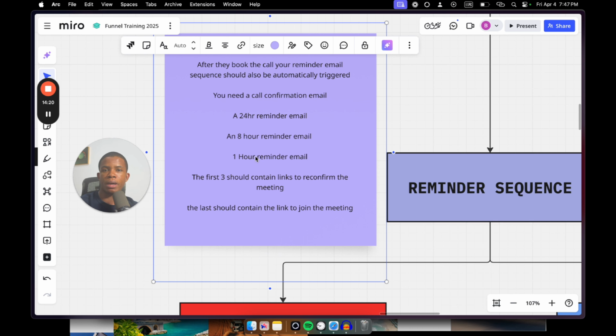People don't want reminders, oh, show up to the call, show up to the call, show up to the call. Why do they have to show up to the call? What are they actually going to get out of showing up to the call? Most people don't understand this, and that's why I'm giving you the sauce.